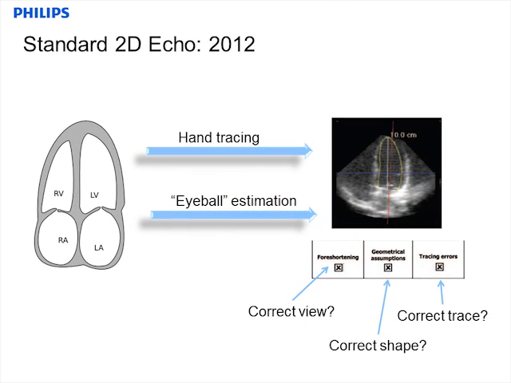Today's echocardiograms have limitations in assuring that 2D echo images intersect the true apex, as you can see in this slide. They also make geometric assumptions and depend on the user's expertise to train images.